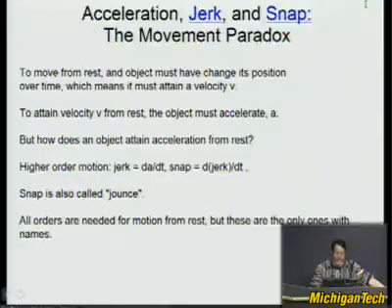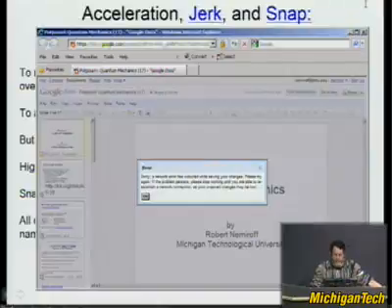Okay, acceleration, jerk, and snap, the movement paradox, as I like to call it. So to move from rest, an object must change its position over time, so that means it must attain a velocity v, right? So, nothing controversial. To attain velocity v from rest, though, one must accelerate. So you must gain some acceleration a. But how does an object attain acceleration from rest? And then how does it do the next one?